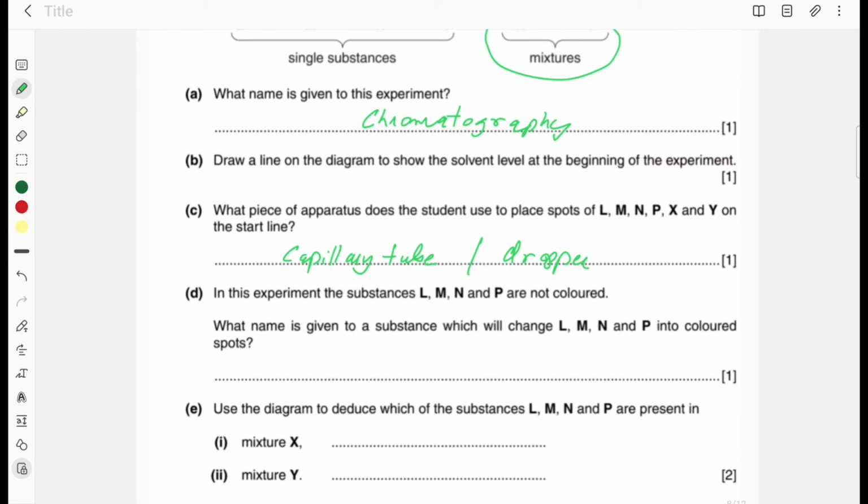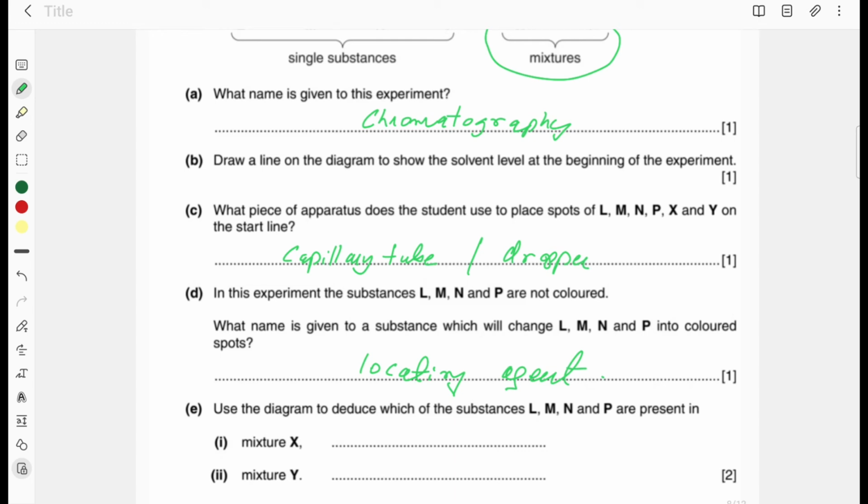Part D. In this experiment, the substances L, M, N, and P are not colored. Mind it, if they are colorless, then we use a locating agent. You don't have to name the locating agent, but it is in the form of a spray. If you spray it, the colorless dot becomes colored. So they are asking what name is given to a substance which will change L, M, N, and P into colored spots, that is locating agent. Writing locating agent is sufficient.